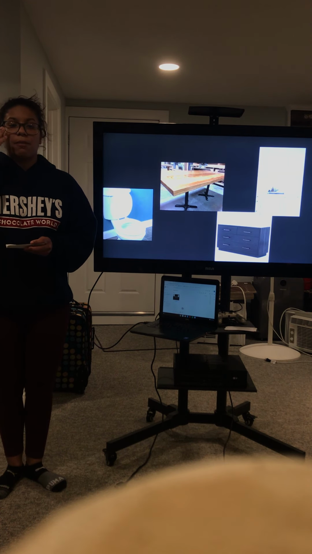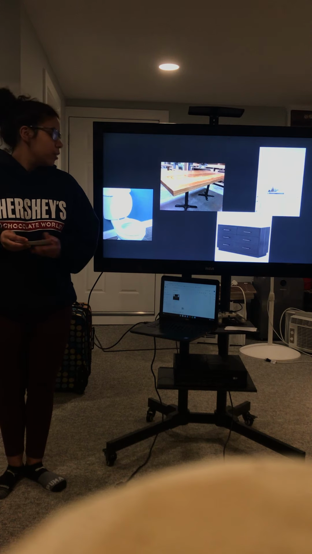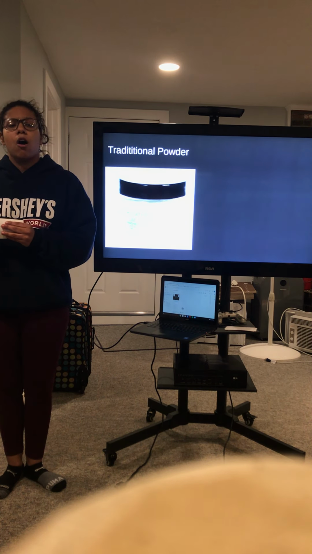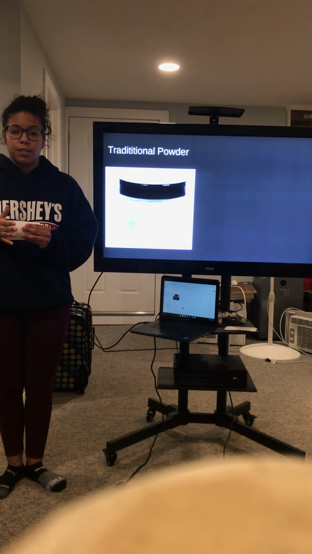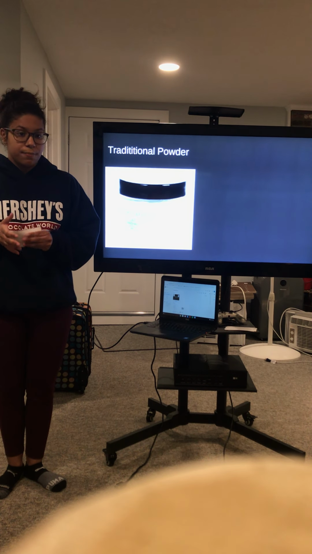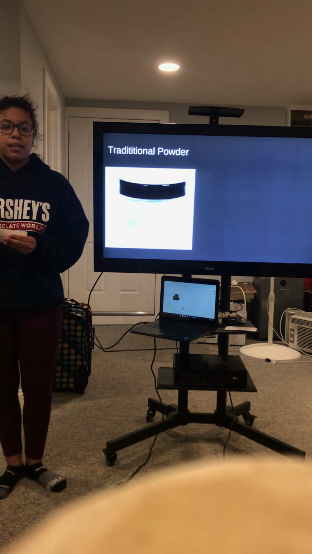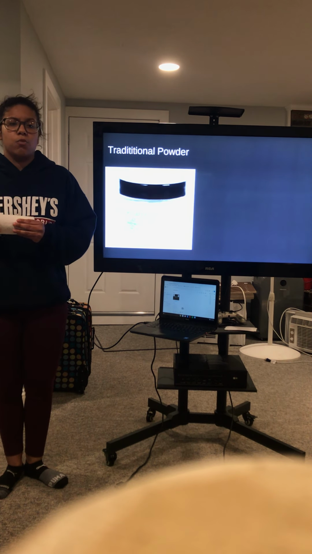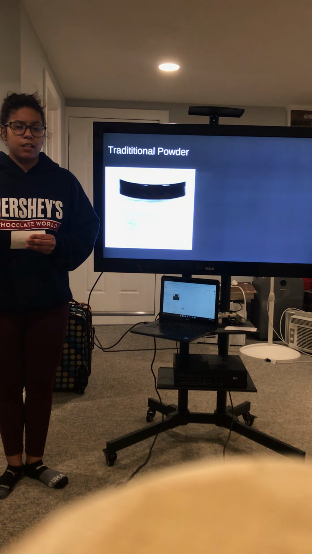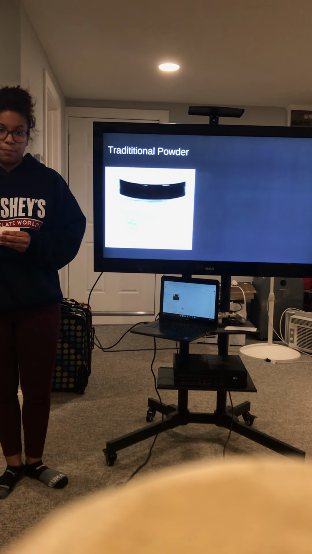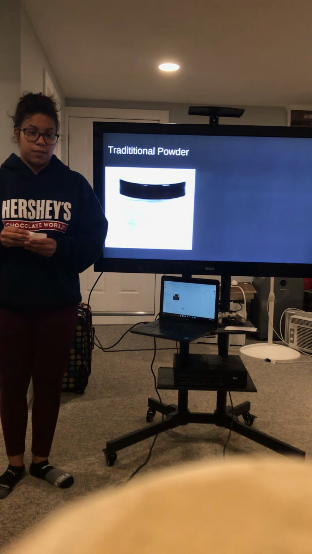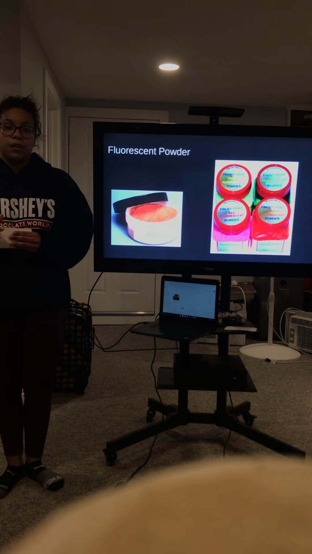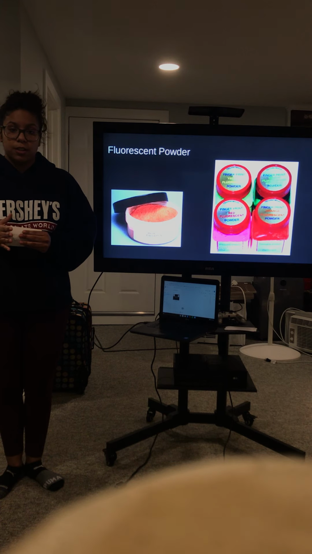Traditional powders can come in a wide range of colors. You want to use a specific color that will contrast with the background of the surface that the print was left on. By doing this, you will be able to make the fingerprint more visible to the naked eye. You don't want to apply too much of the powder, making the print too difficult to identify. Fluorescent fingerprint powders are designed to develop latent prints on multicolored surfaces.